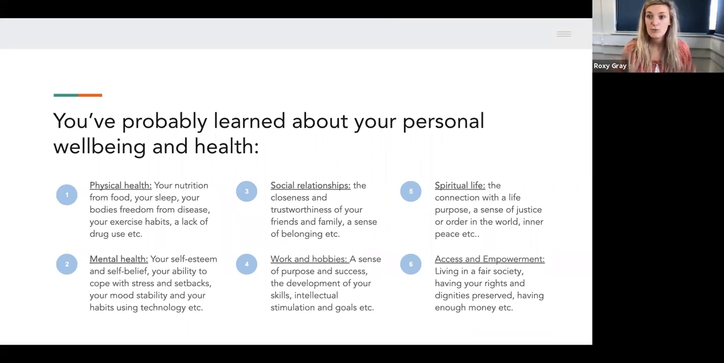Here are some of the factors that contribute to you having a high quality of life, I suppose, your personal well-being. So there's your physical health, which you're familiar with. So your nutrition, your sleep, the fact that your body is free from disease and drug use, etc. Your mental health, so that's your self-esteem, your self-belief, your ability to cope with stress, having kind of a stable mood. Your social relationships are also really important factors in improving your well-being. So that's the closeness and trustworthiness of your friends and family relationships, having a sense of belonging to other people and to place. Your work and hobbies are actually highly important for your well-being as well. Even though that might seem counterintuitive, you might think there's nothing better than when I'm on holidays and I don't have any work to do.